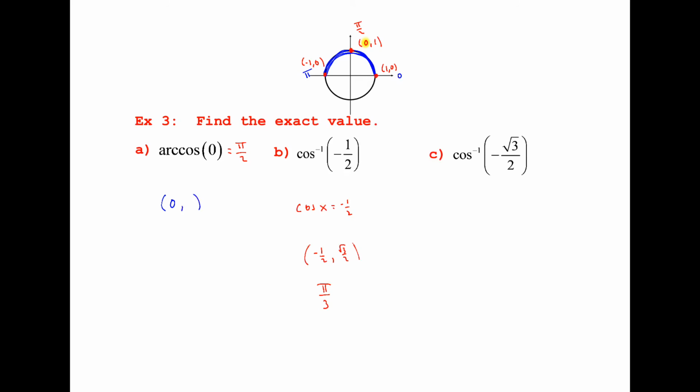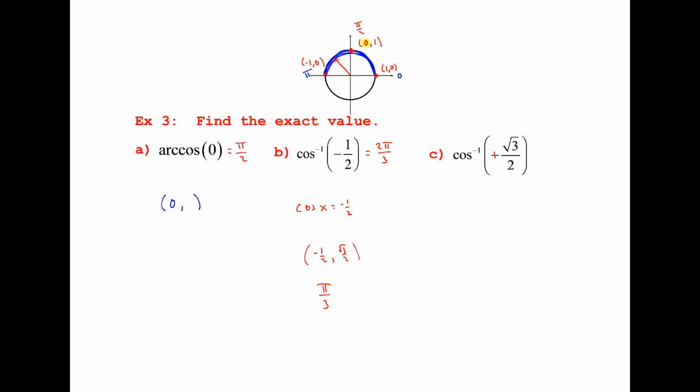Now it is a negative though, so we want the angle in quadrant 2 that would give us that pi over 3. So pi over 3 would be in quadrant 1. That same angle of pi over 3 in terms of its reference angle would be 2 pi over 3. So inverse cosine of negative 1/2 would be 2 pi over 3. So if you said what's cosine of 2 pi over 3, you're hopefully going to say negative 1/2. That's what we're looking for.